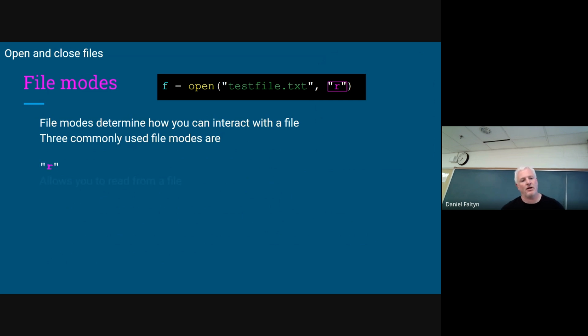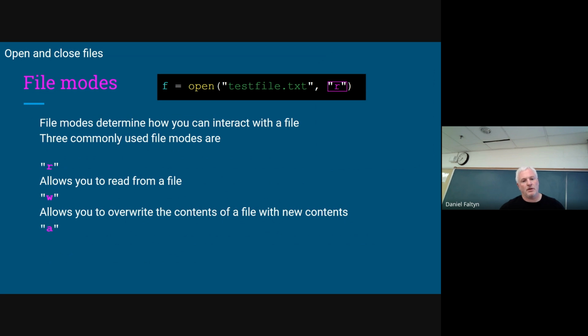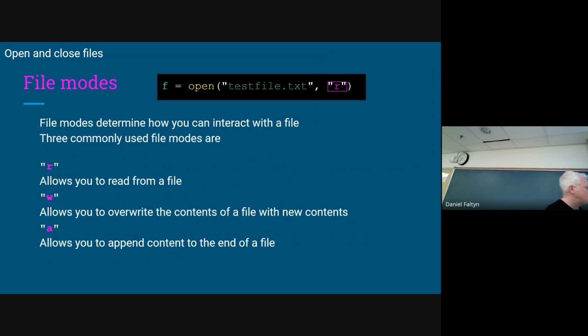So these file modes, there's really three that we're concerned with: R, W, and A. Read simply means I can read the file. I can't edit it. Write means I'm going to overwrite that file if it exists. So any content that is there, I'm going to nuke it. Append is I'm going to take the contents that are there and just add to the end of it, right?